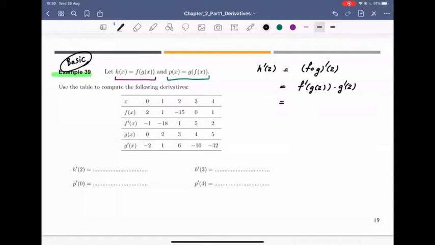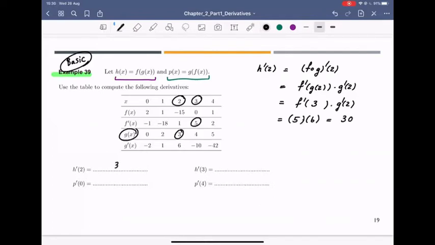And then after that, you look at the table that you have here. So g(2) is 3, right? So you have 3 here, and then multiply by g prime 2. And then you're going to have f prime of 3, which is 5, and g prime of 2, which is 6, and then your answer is going to be 30. This question is simple, but you just need to be clear on the notation.